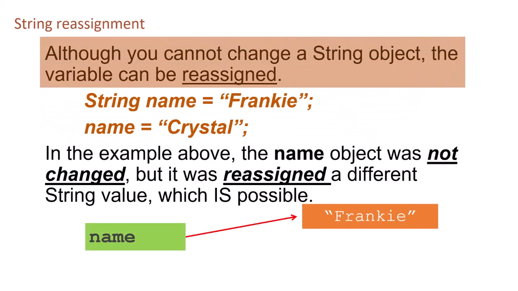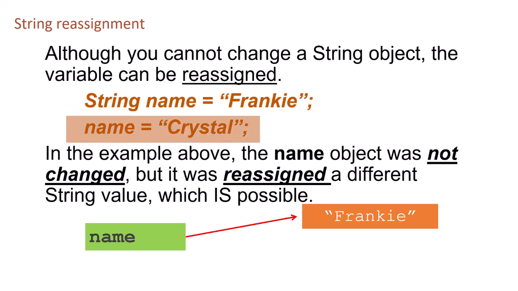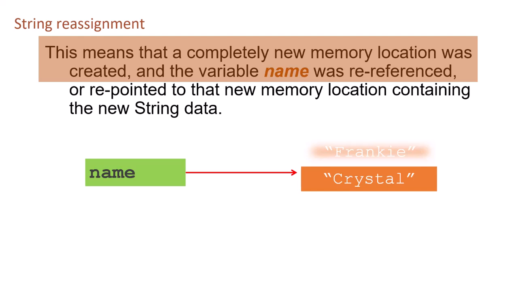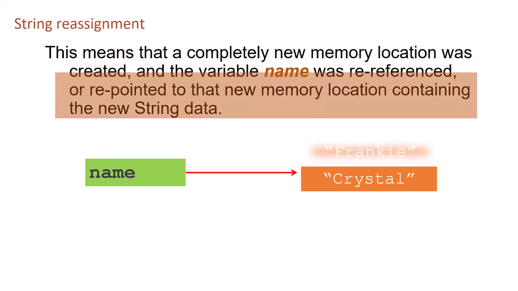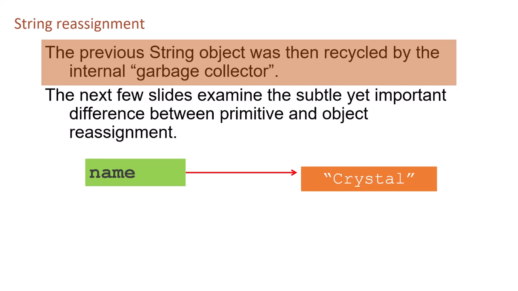Although you cannot change a string object, the variable can be reassigned. String name is assigned Frankie, and then name is reassigned Crystal. In the example above, the name object was not changed, but it was reassigned a different string value, which is possible. This means that a completely new memory location was created and the variable name was re-referenced or repointed to that new memory location containing the new string data. The previous string object was then recycled by the internal garbage collector.